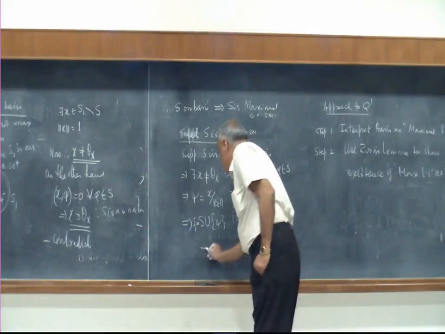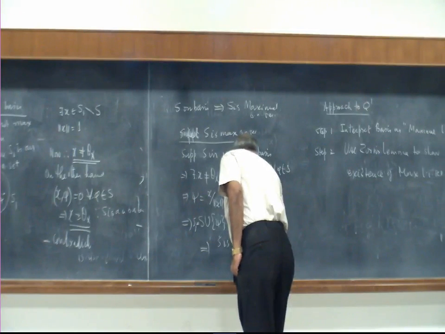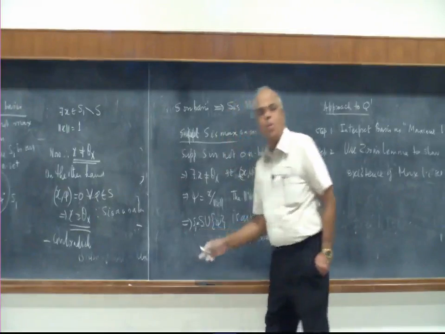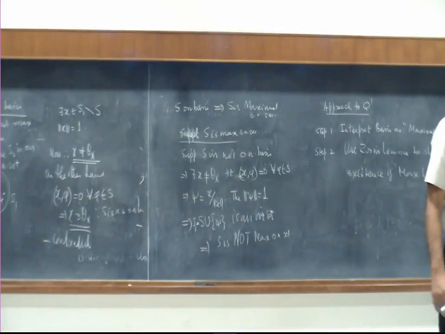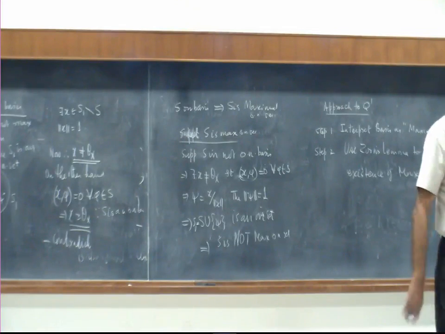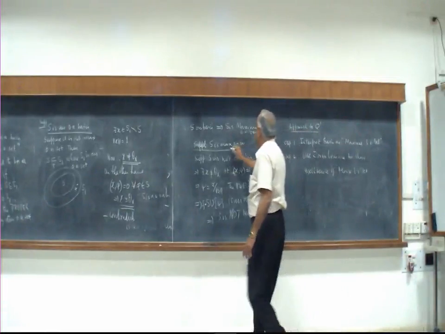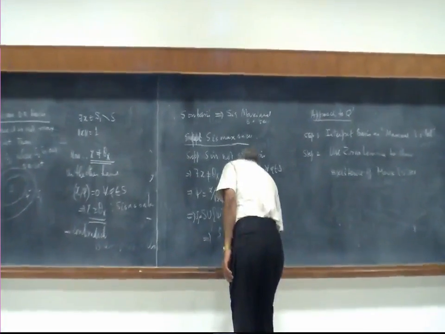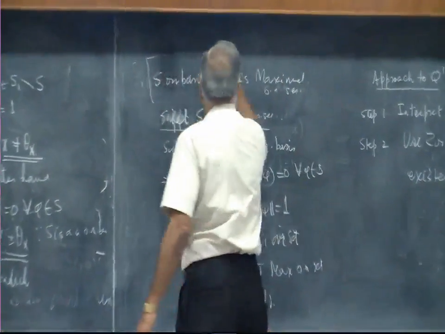Which implies S is not maximal orthonormal, because S is now a proper subset of another orthonormal set. Something bigger than S is also an orthonormal set, which contradicts our hypothesis. We started with a contradiction. So therefore we have this, if and only if.